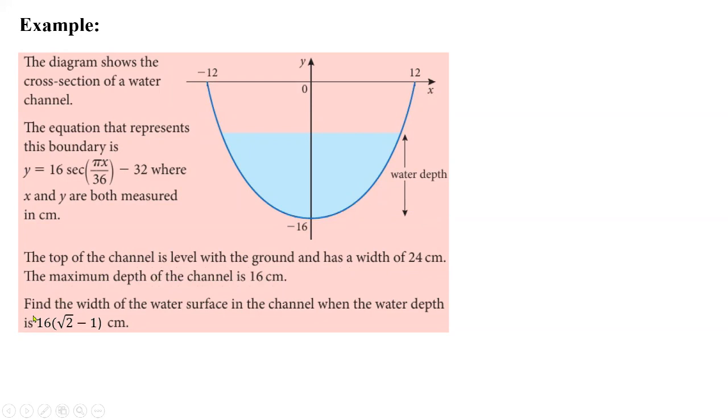Okay, the question is to find the width of the water surface in the channel when the water depth is 16 times square root of 2 minus 1 centimeters. Okay, we want to find the water depth here. Okay, again, I'll give you 10 minutes to think about this question.